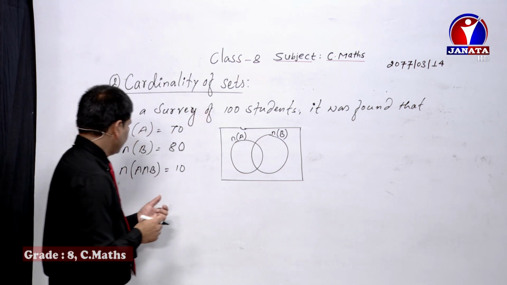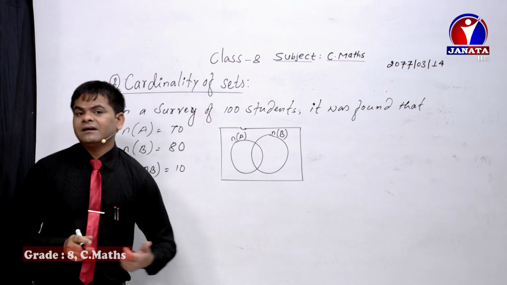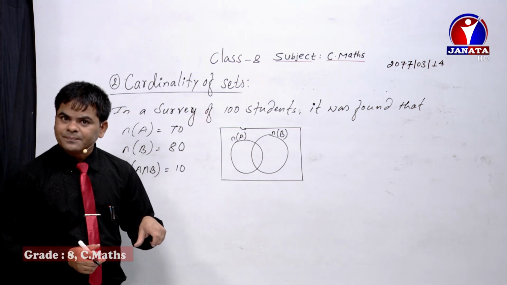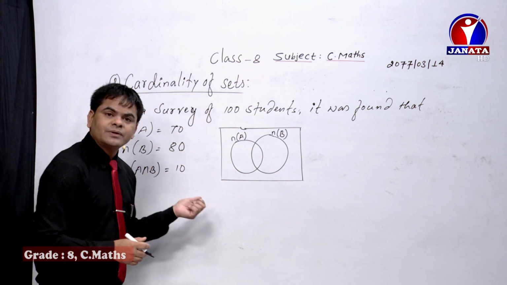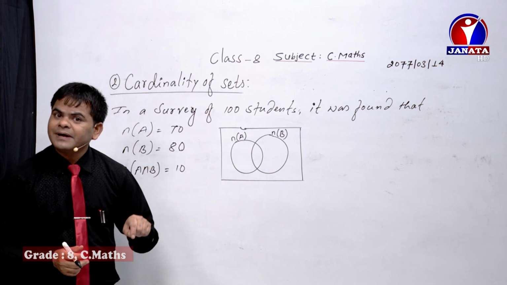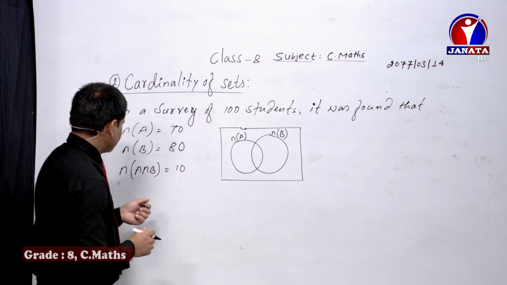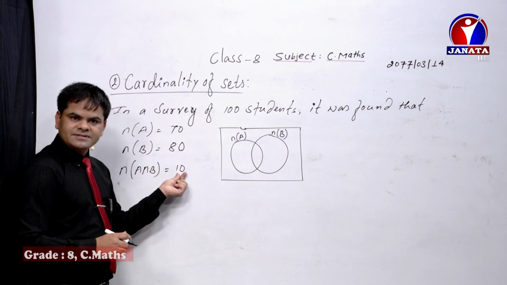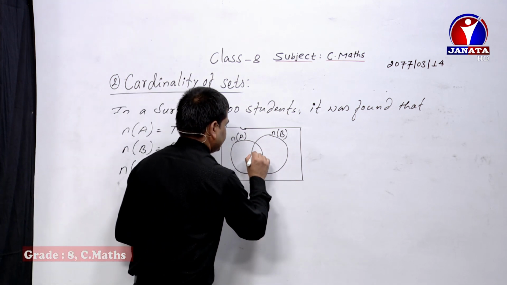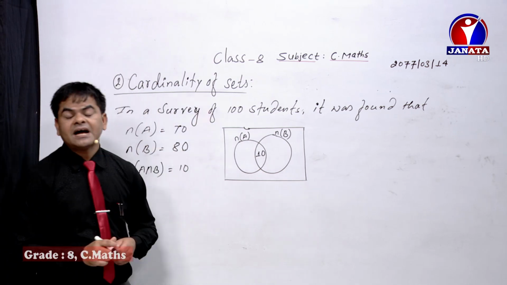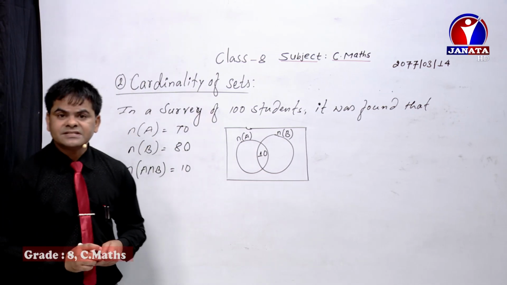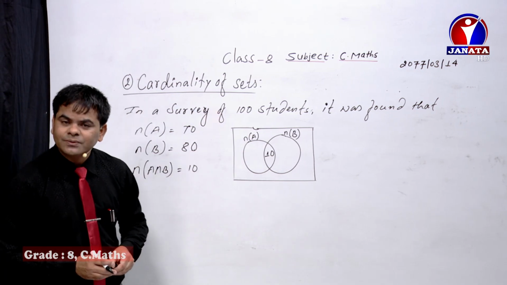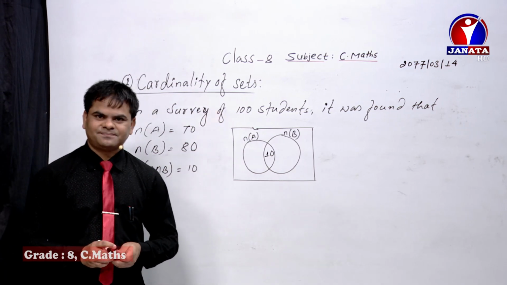Now the idea of keeping all this information is the same as in elements of a set. First of all, we try to keep the value of the intersected place. What is the value of the intersected place? If you see in here, the value is 10. So let's keep this 10 in the middle. It means these are the number of students, as per this question, who like to have both fruits.